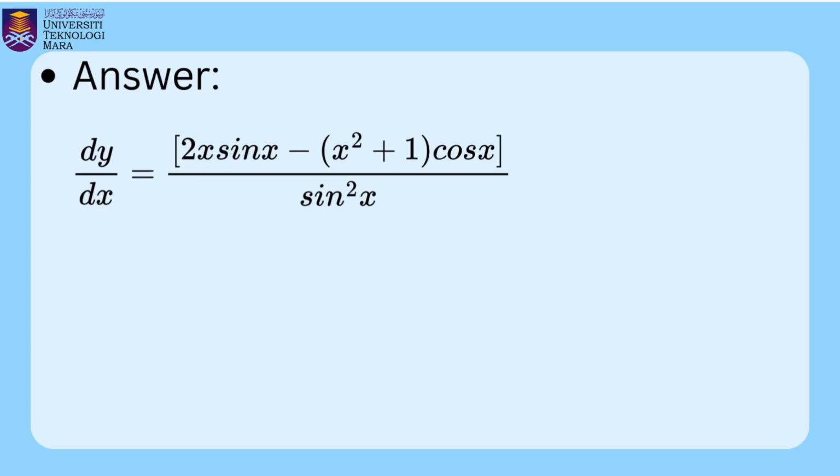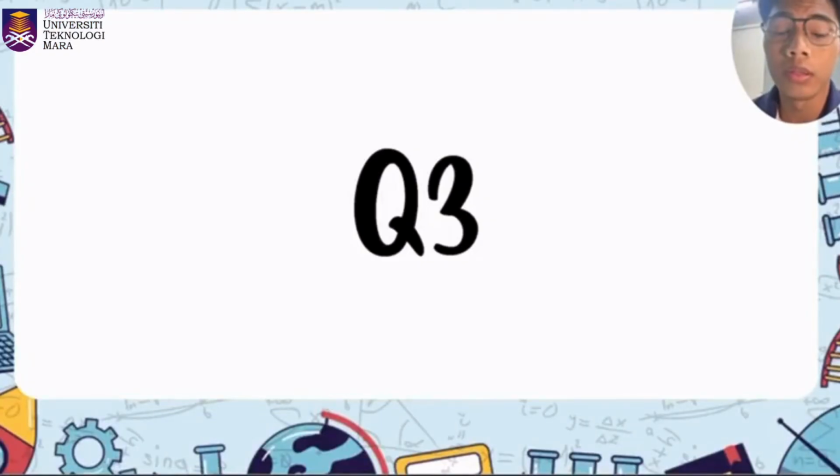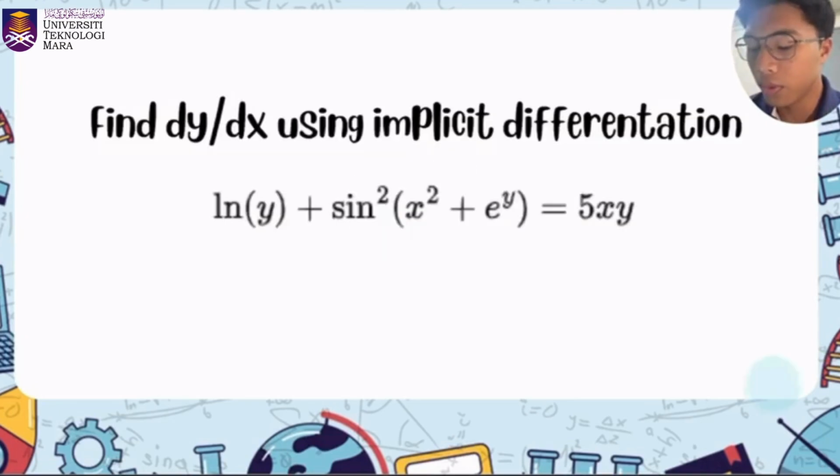So the final answer will be dy over dx equals (2x sin x minus (x squared plus 1) cos x) over sin squared x. Hi, so next I am going to explain question 3, which is find dy/dx using implicit differentiation.